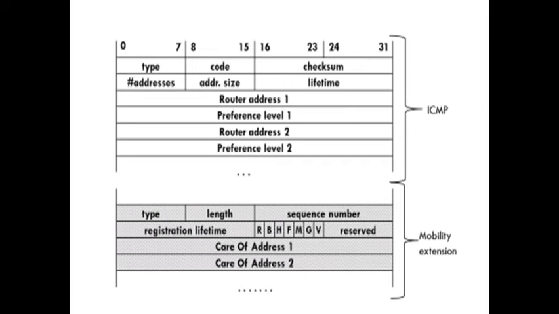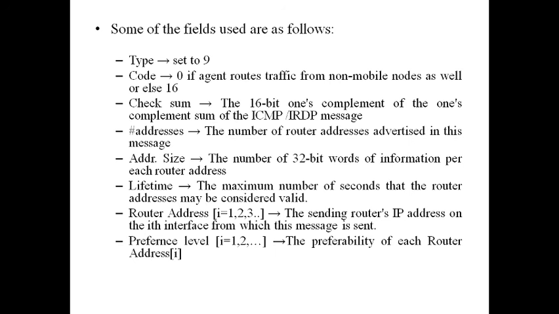And the next one is addresses, on the left side. Addresses means the number of router addresses advertised in these messages. As I told you, once the mobile node moves out of its home network, every foreign agent will advertise its presence. So here addresses means how many router addresses are advertised in this message. That will be stored in addresses.